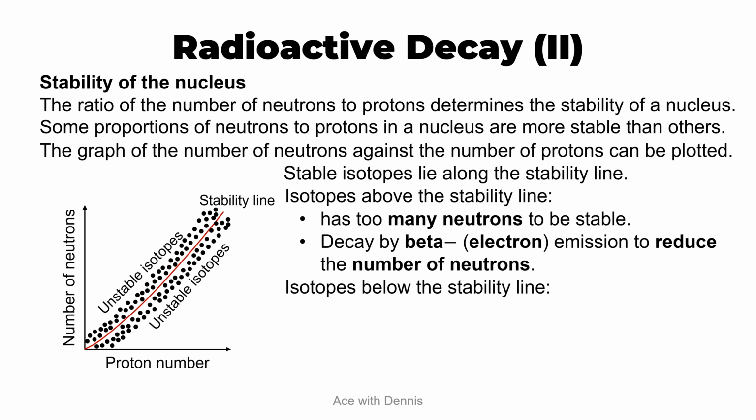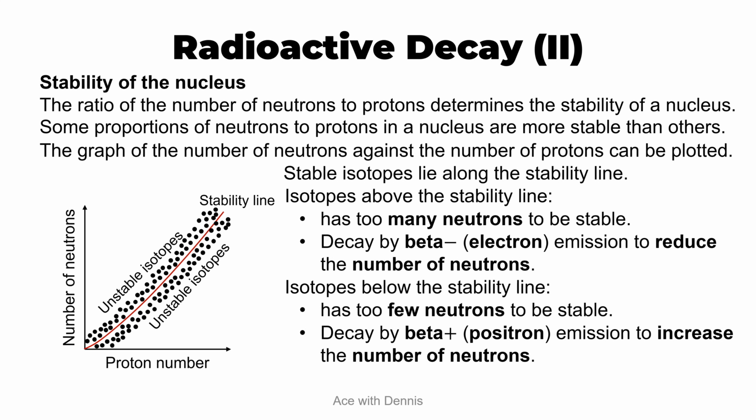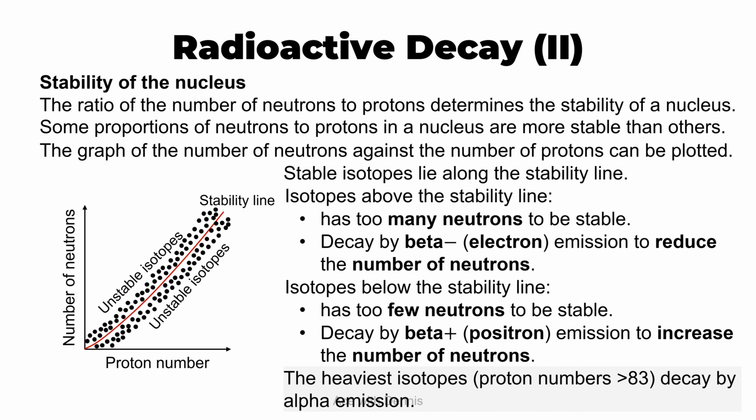On the other hand, isotopes below the stability line have too few neutrons to be stable. So they decay by beta plus or positron emission to increase the number of neutrons. The heaviest isotopes, which have proton numbers greater than 83, decay by alpha emission.